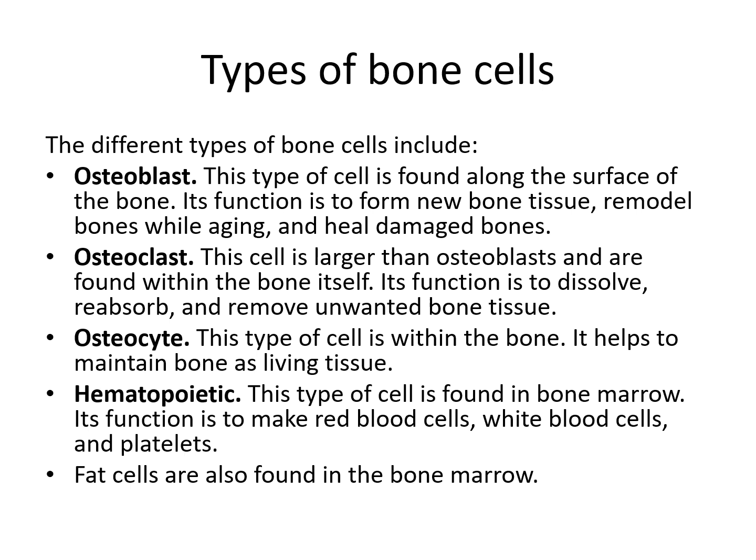Coming to the osteocyte, this is the type of cell which is present within the bone. It helps to maintain the bone throughout our life in the living tissue. And the hemopoietic cells are found in the bone marrow. They help to make the red blood cells, that is RBC, white blood cells and the platelets inside the bone marrow.